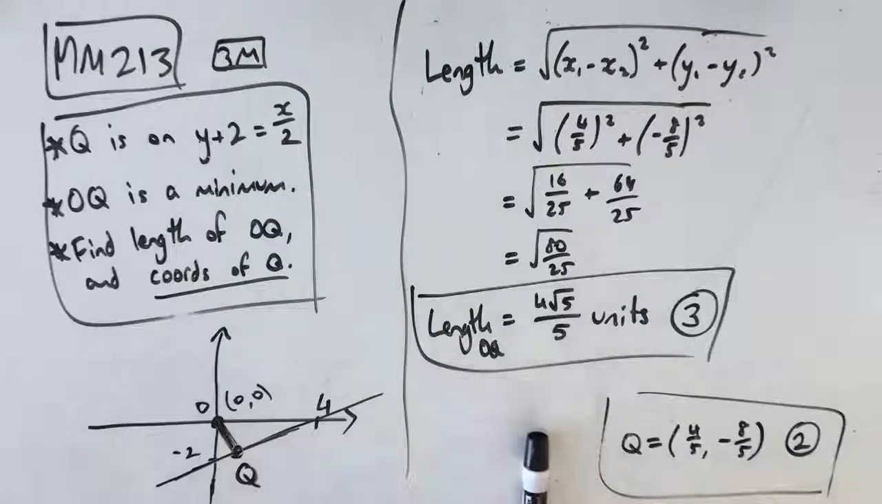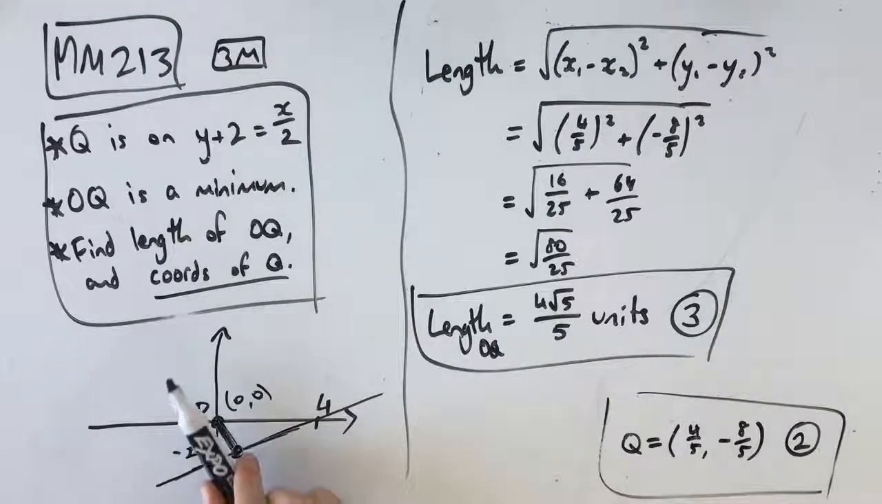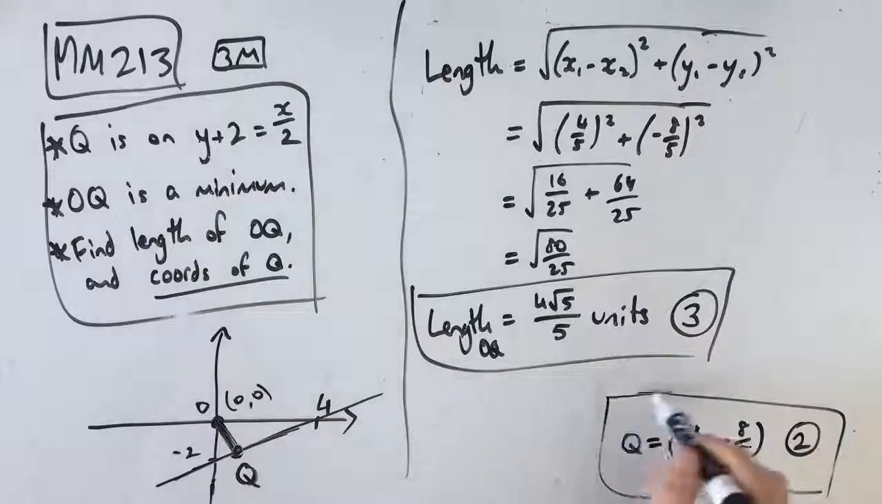Guys, that is it for this question. I know it's a little bit difficult, but the best thing to do would be to draw this diagram. And I think the key here is recognizing that if the length is a minimum, it means that those two lines are perpendicular to each other. So that's a really important key to take away from this question.